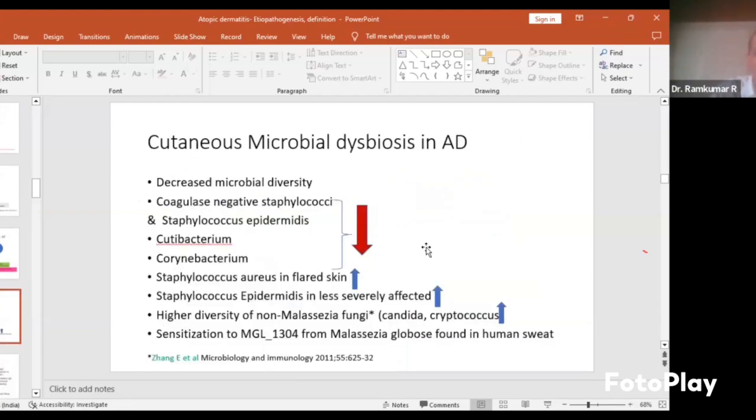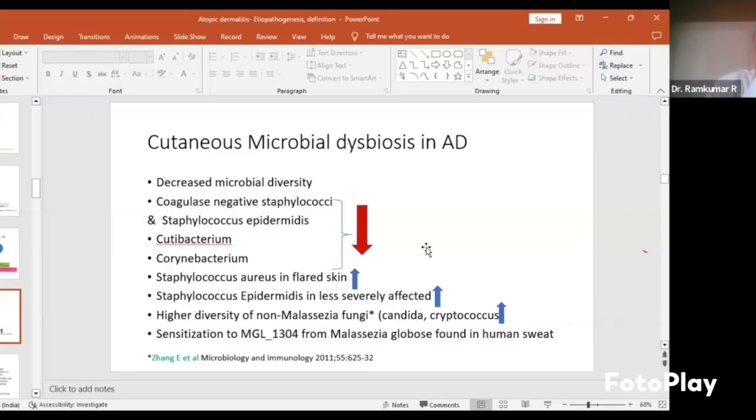So another thing is the cutaneous microbiome. To tell you briefly, the cutaneous microbial diversity is very much reduced in atopic dermatitis. Rather, Staphylococcus aureus becomes the major pathogen. In fact, in the earlier life, in the infantile stage, coagulase negative Staphylococcus gets established in the skin and prevents Staphylococcus aureus from gaining prominence. But this is not happening in atopic dermatitis. That is maybe because of the Th2 environment.